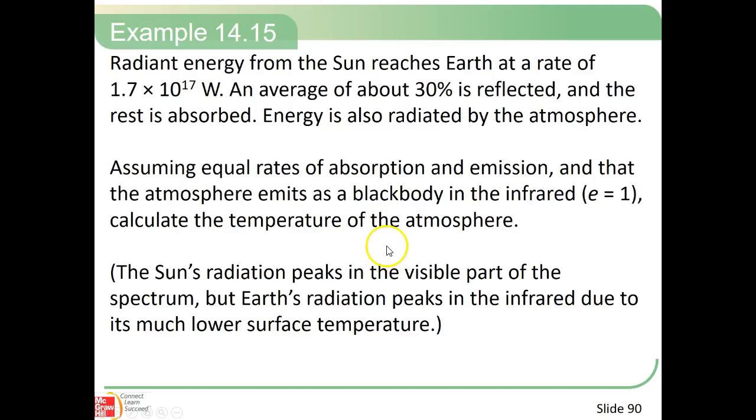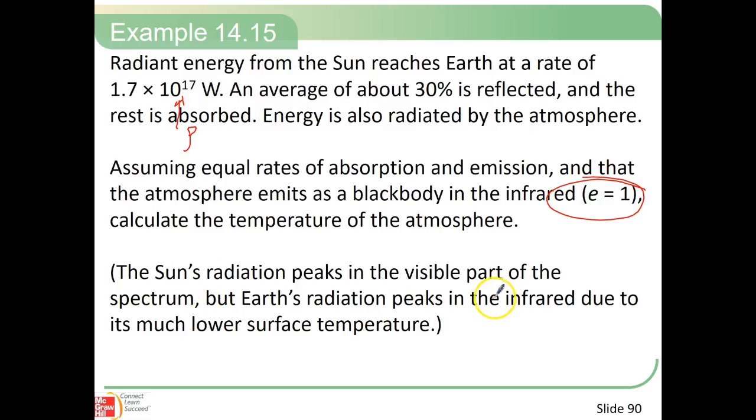Let's go ahead and take a look at this last problem. So this is radiant energy from the sun reaches Earth at a rate of about 1.7 times 10 to the 17th watts. So that's our power value. An average of about 30% is reflected and the rest is absorbed. So energy is also radiated by the atmosphere, assuming equal rates of absorption and emission, and that the atmosphere is a black body. So we could say E here is equal to 1, emissivity. Calculate the temperature of the atmosphere.